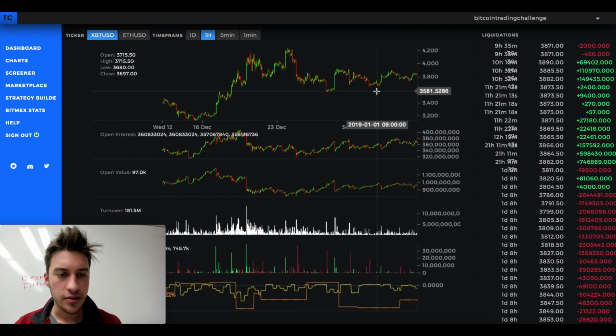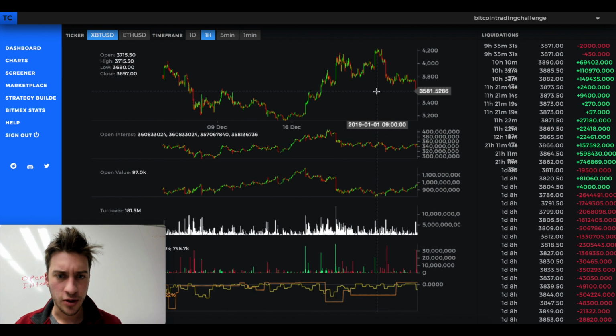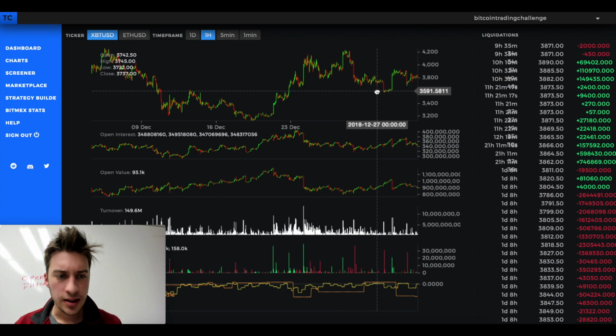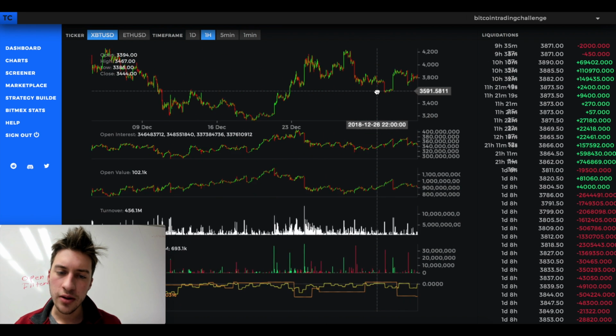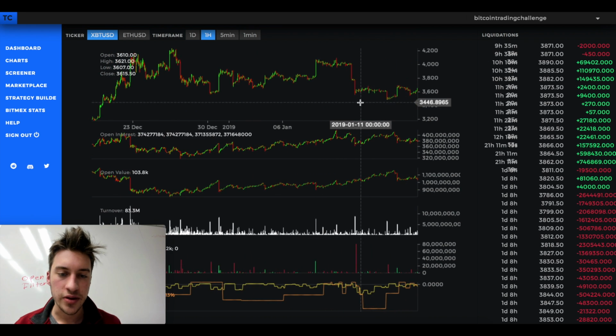Some other patterns here, it just keeps jumping around. I'm sorry. Hopefully that's not hurting your eyes. I was trying to scroll to a point of steadily increasing open interest.